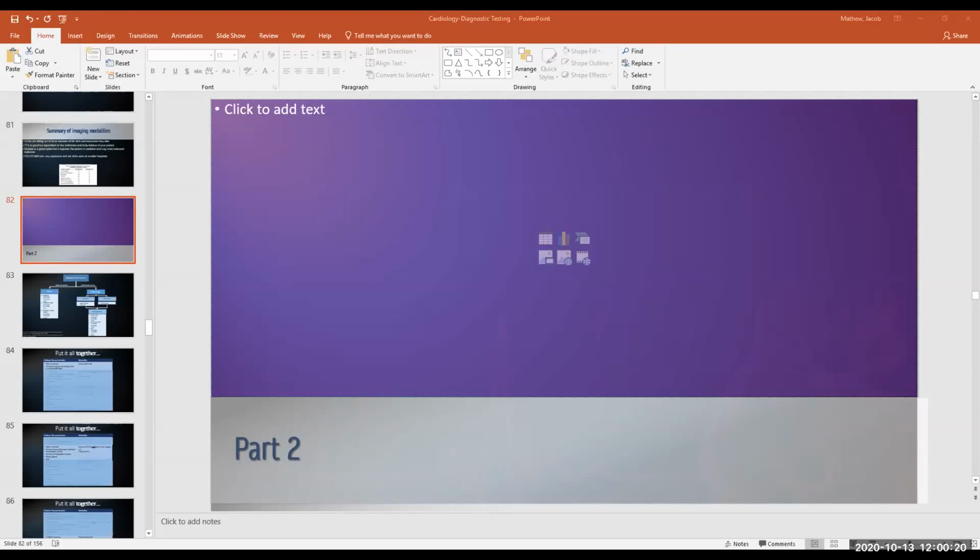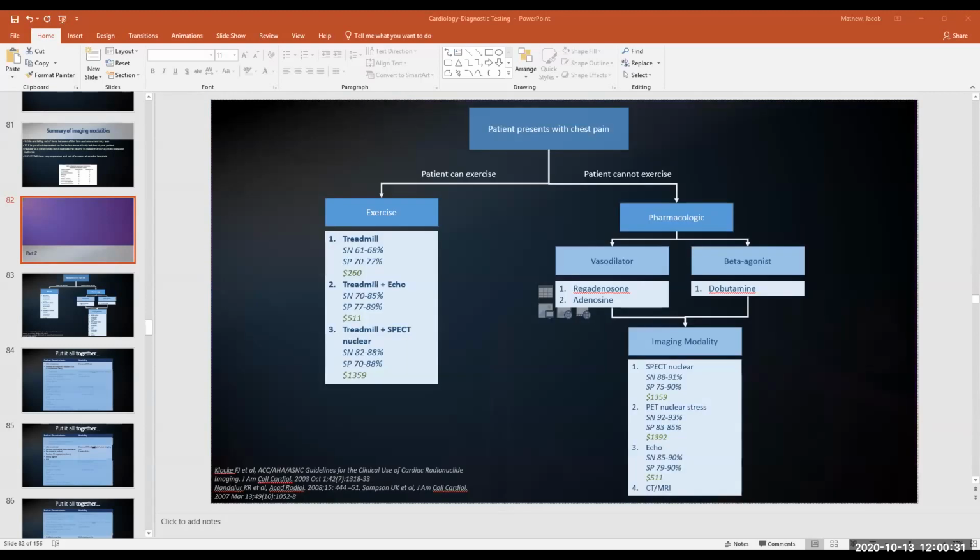Let's get started. So this is going to be the second part of the cardiology diagnostic testing. In the first part we went pretty much through a lot of the stress tests, but I wanted to give this as an opportunity to review what we talked about last time. So the major breaking point was if patients can exercise or not, right? If they can exercise them.